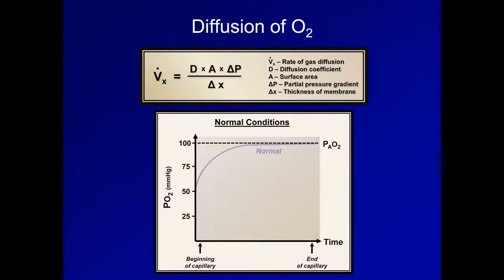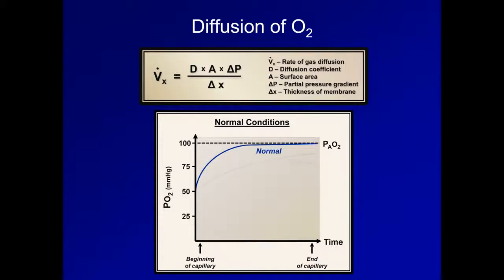Normally, this is what is seen. The partial pressure of oxygen returning to the lungs from the systemic circulation often has a value of around 50 millimeters of mercury, though this can be very variable. As the deoxygenated blood moves through the capillary, it reaches an equilibrium with the alveolar space very quickly, such that the partial pressure of oxygen in the capillary is essentially equal to PAO2 well before the blood reaches the end of the capillary.